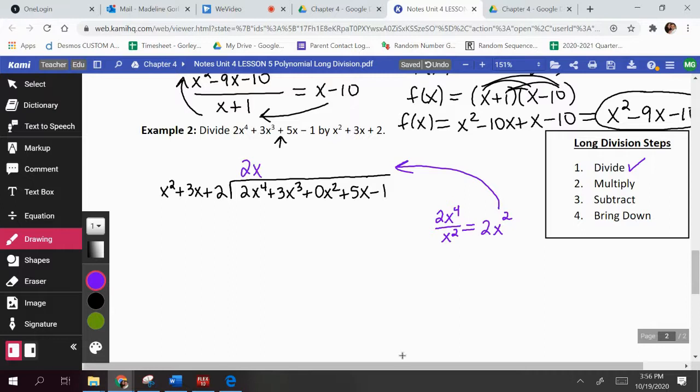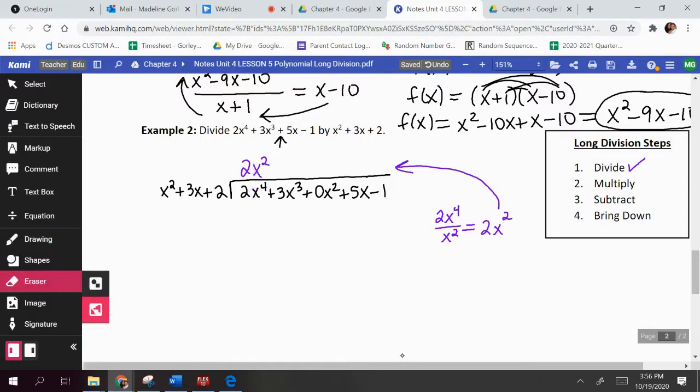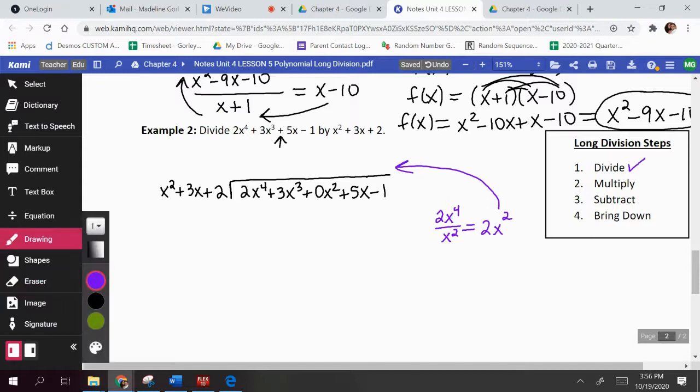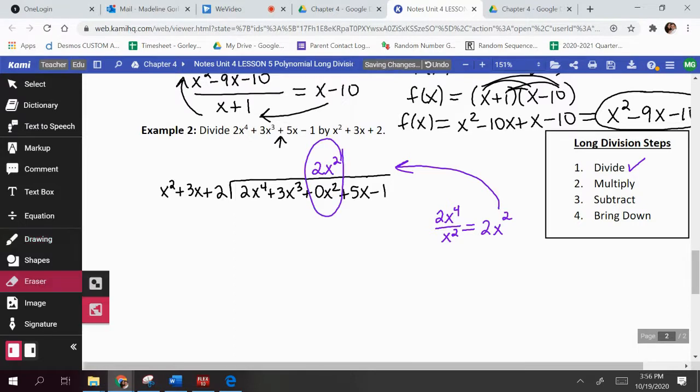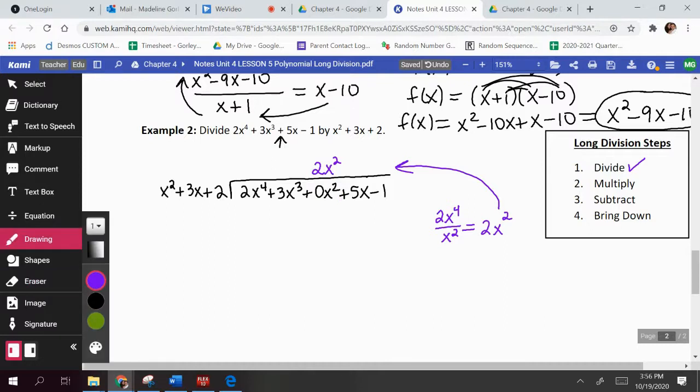Can I put it here? No, because then x squared would be lined up with x to the 4th. I don't want that. We need to line up our x squared terms. So you can see now why I needed this column. If I didn't have that 0 placeholder in, there'd be nowhere to line up that x squared term. So that was divide.